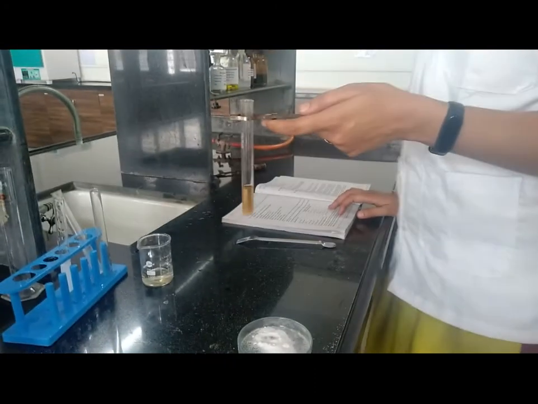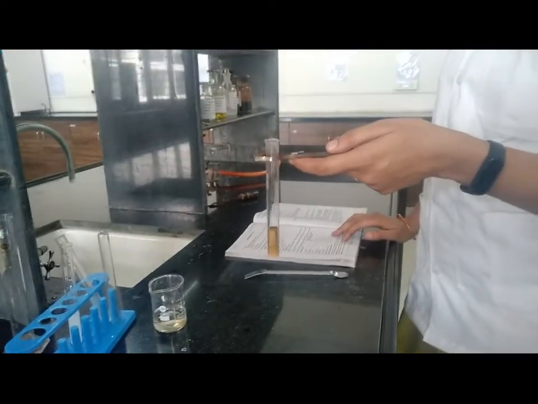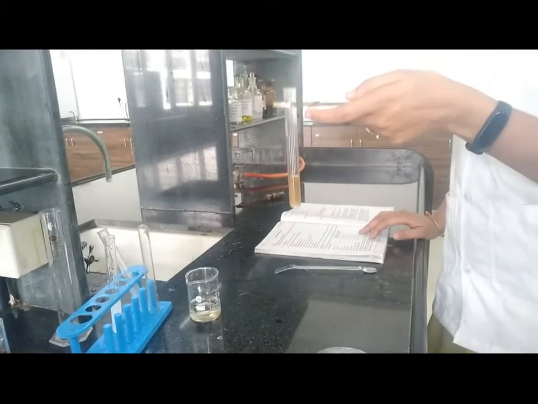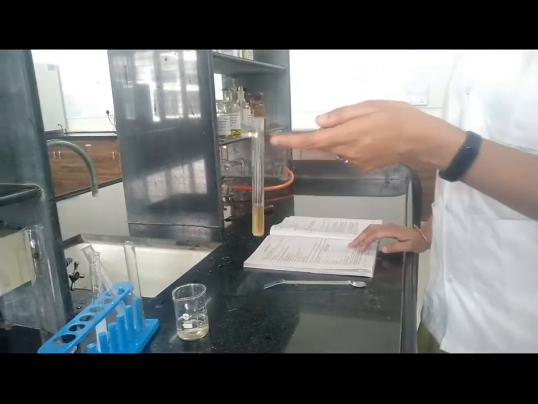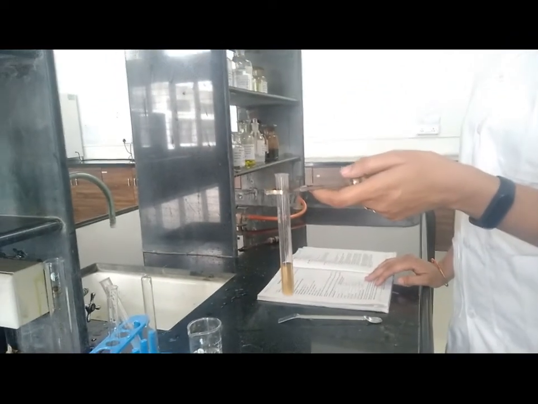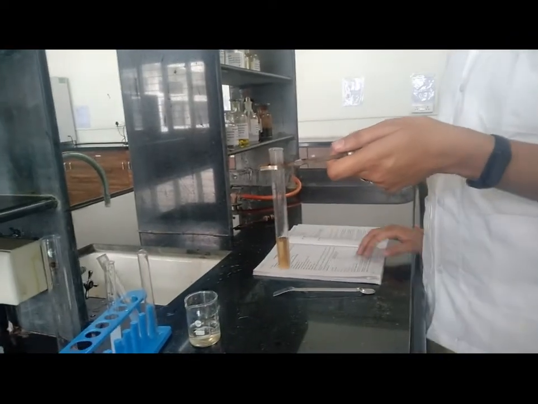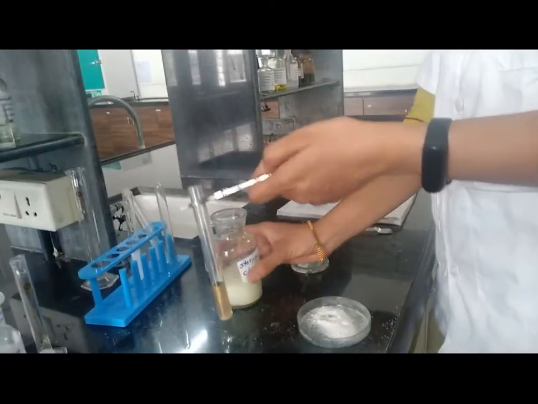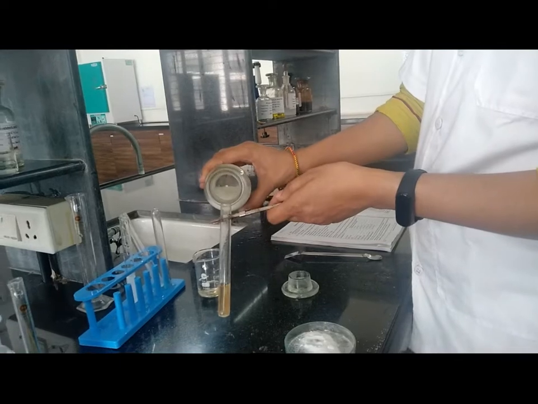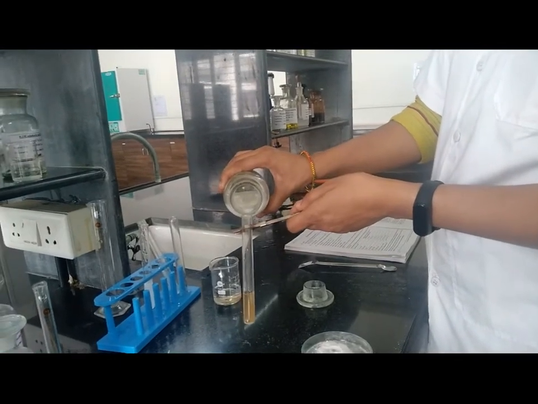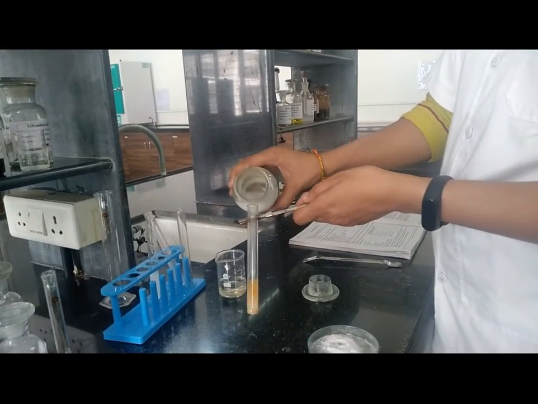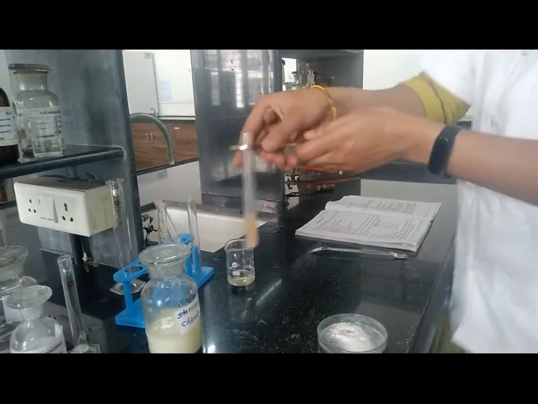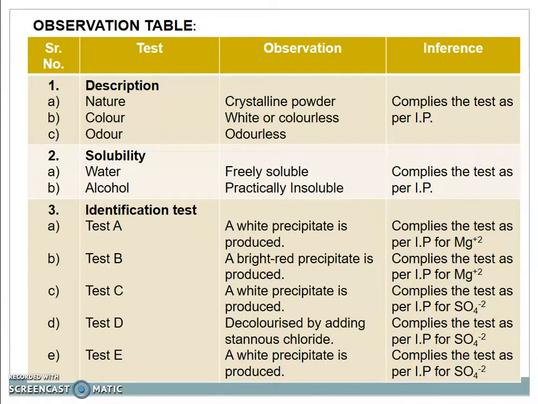This is the solution which is obtained from test C. In this solution, the yellow colored suspension remains constant. For decolorization, we have to add stannous chloride solution dropwise. There is decolorization of yellow color.